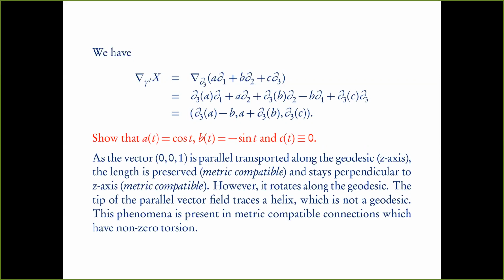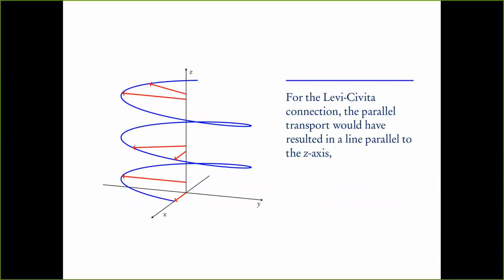So whenever you have a metric compatible connection which has torsion, if you take a geodesic and you take a small vector and you parallel transport this vector, the tip of the vector will trace out a curve. But then this curve itself may not be a geodesic, and the failure of the tip of the parallel transported vector being a geodesic is somehow captured by the non-zeroness of the torsion. That's the remark that I want to make here. I'll say more about that in a minute, but for now this is that illustration.